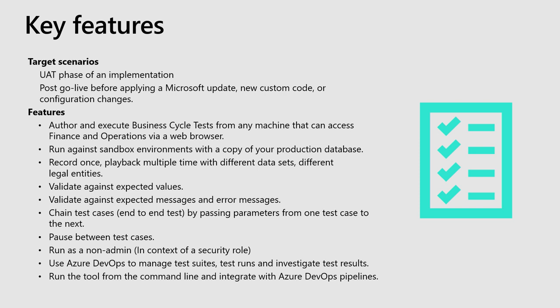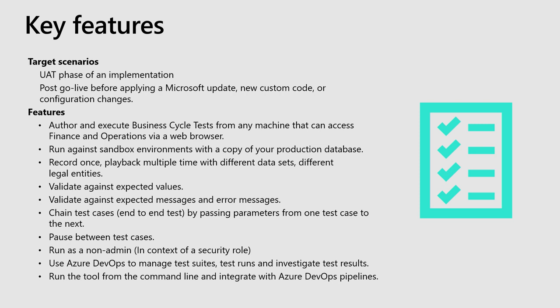You record once and play back multiple times with different data sets. So this prevents you from having to re-record the test case if you need to run it with different data parameters. You can validate against expected values. You can validate against expected error messages. So if while running a test case you expect a message to occur and you want the test case to pass only if a particular message exists in the info log, you can do that as well. You can chain test cases using variables that are passed between one test case and the other.